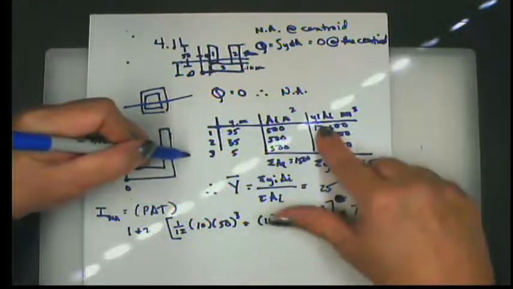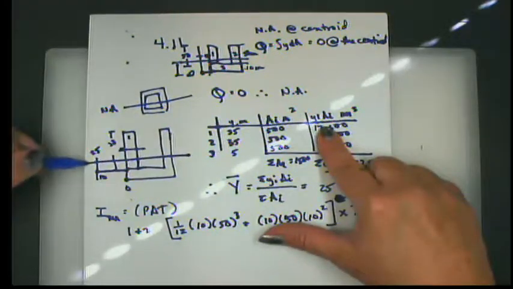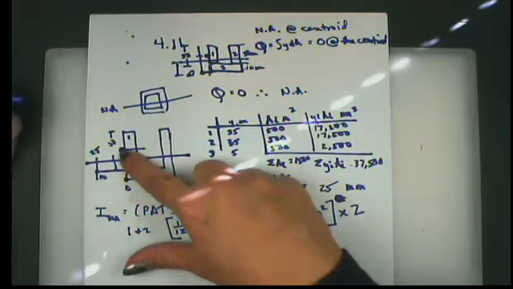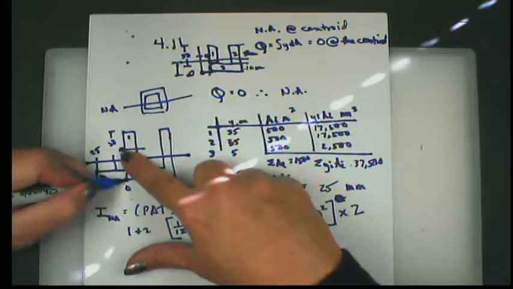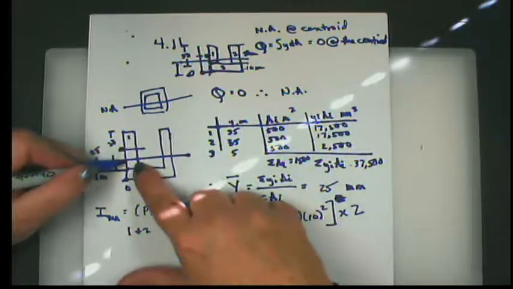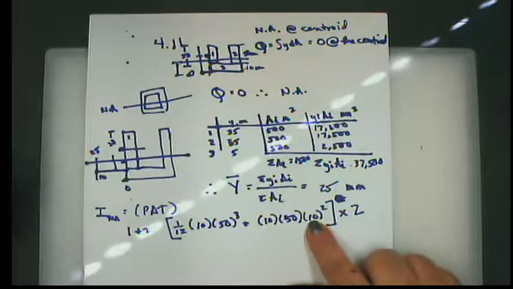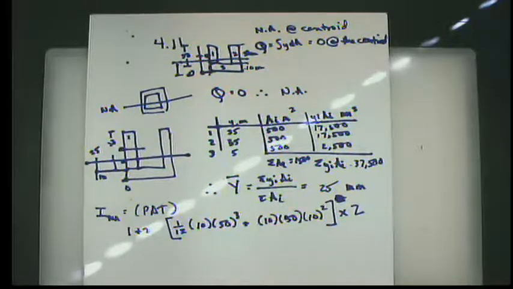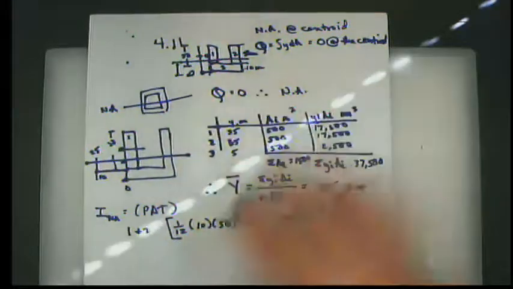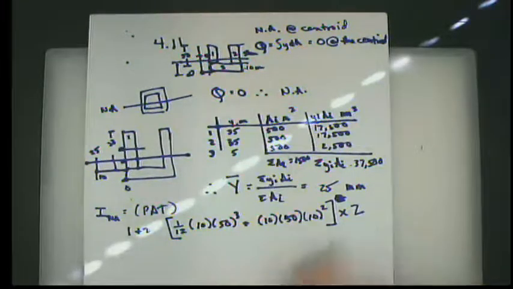I computed using my Q's that my neutral axis of the whole thing is at 25 from here. So if this is at a coordinate of 35 millimeters from my 0, and this is at a coordinate of 25 millimeters from my 0, 35 minus 25 is 10. And that's the distance between the neutral axis of 1 and the neutral axis of the entire shape. Okay, so good? And 2, mercifully, is exactly the same. So we just multiply it by 2.